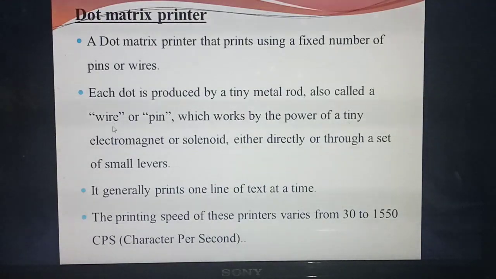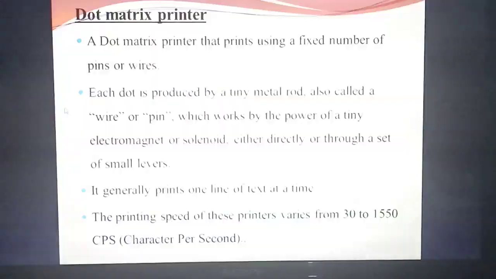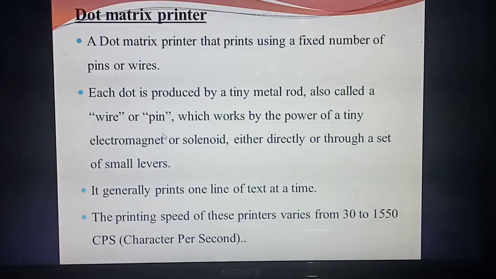Important 1 mark question, this one. A dot is produced by a tiny metal rod, also called a wire or pin. Important 1 mark question. Please note it down. For each and every printing, a dot will be found on the paper. So this dot is produced by which one? A small tiny metal rod, called a wire or pin.